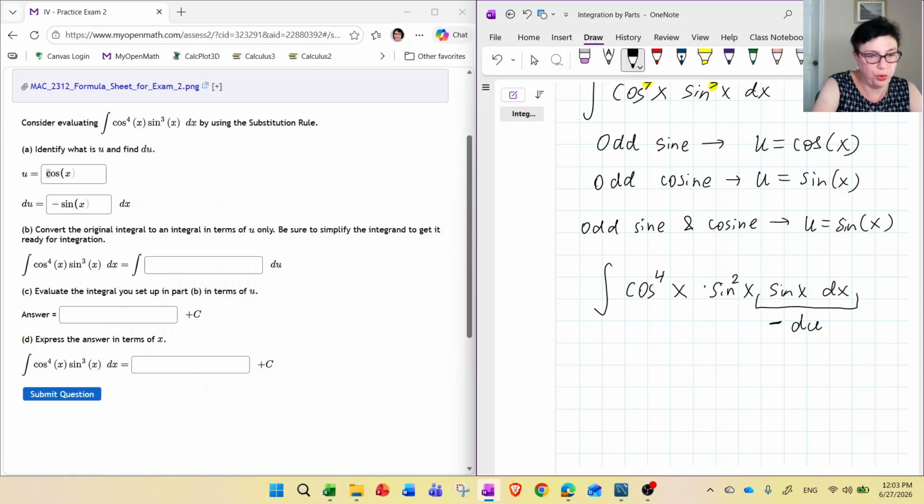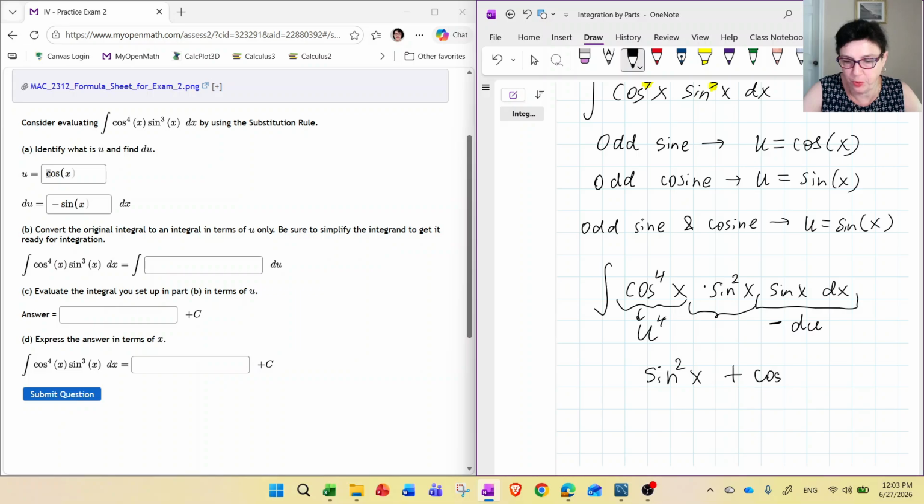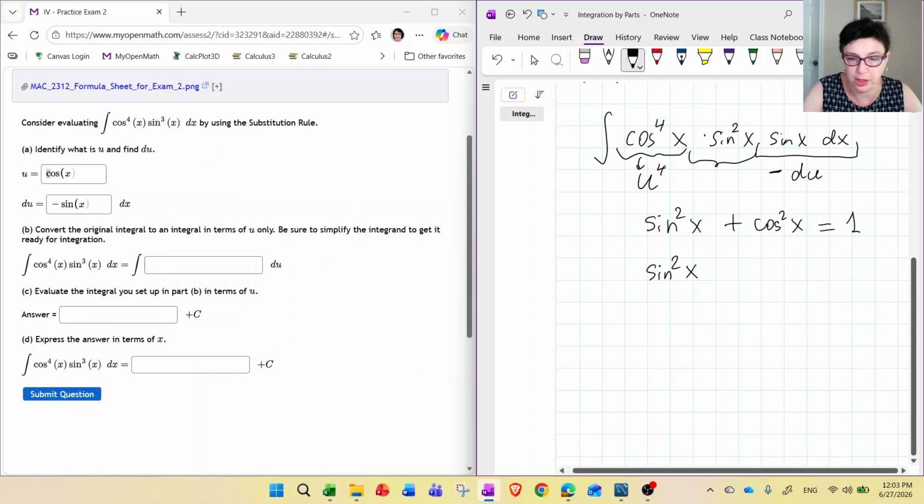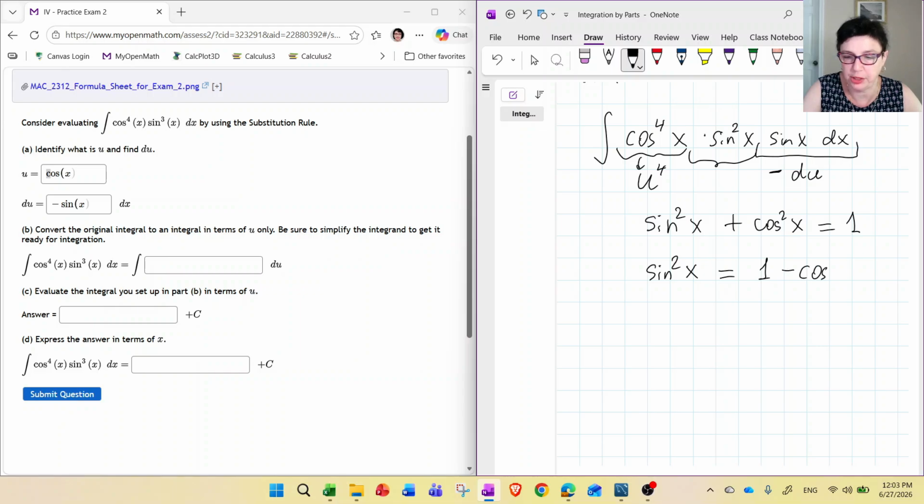Now your u was cosine x, so cosine to the power 4 will become u to the power 4. But what about the sine squared? How do I express that in terms of u? Here you have to know the trigonometric identities. You have to know that sine squared plus cosine squared is equal to 1. From here, you can solve for sine squared x by subtracting cosine squared x from both sides. So here you get 1 minus cosine squared x.